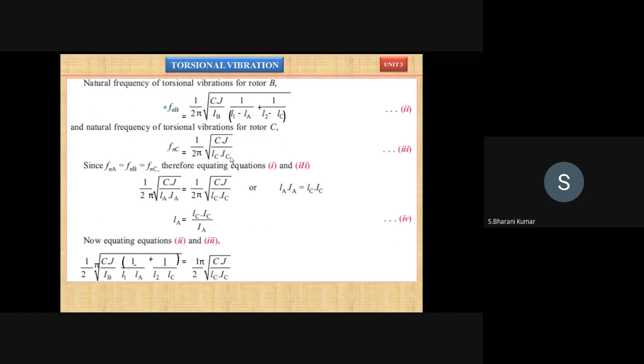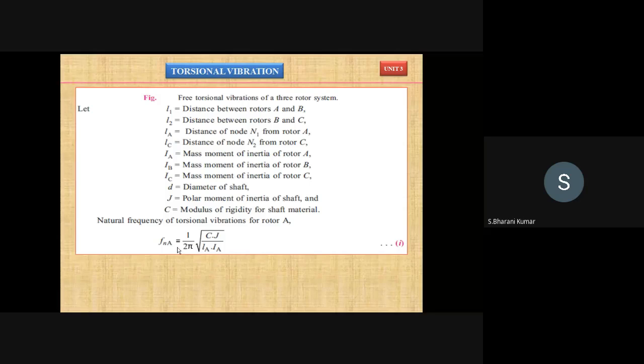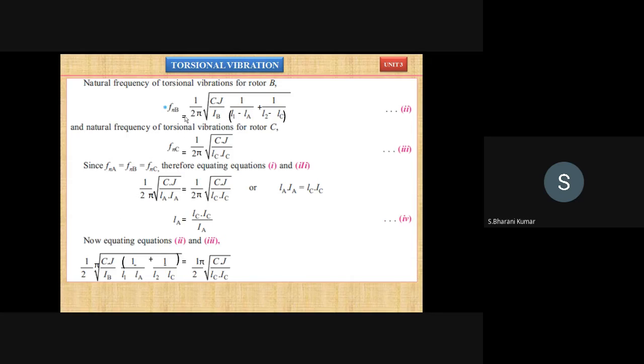This is the frequency of A, and the formula is 1 by 2 pi square root of Cj divided by La into Ia. Next one is the frequency of B. The formula only differs because the length of the shafts varies there. Instead of L, there is one small formula. LC is directly applied, LA is also directly applied, but in the case of LB it will be 1 by L1 minus LA plus 1 by L2 minus LC.